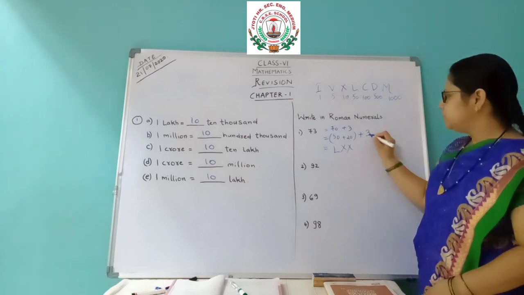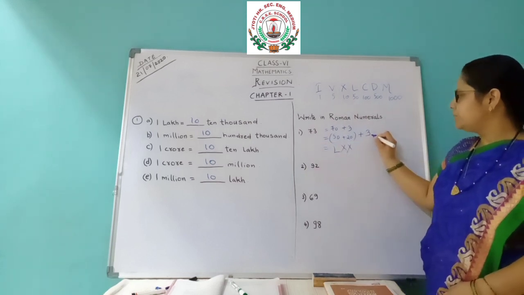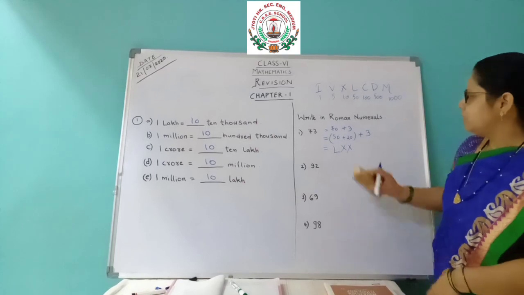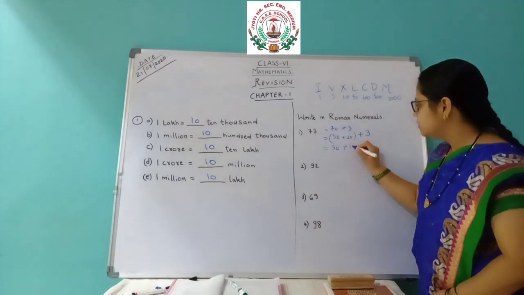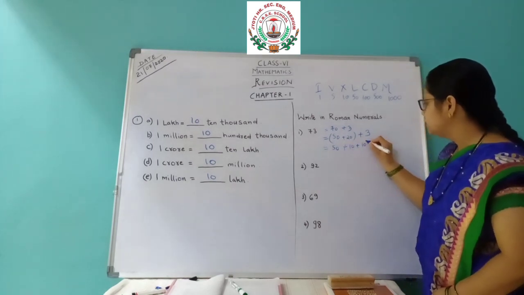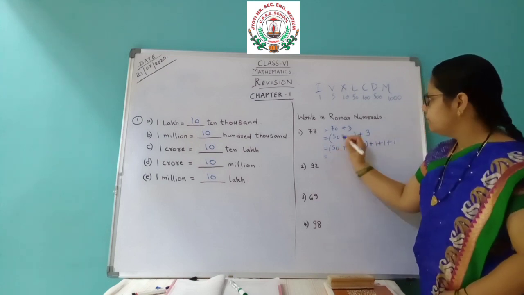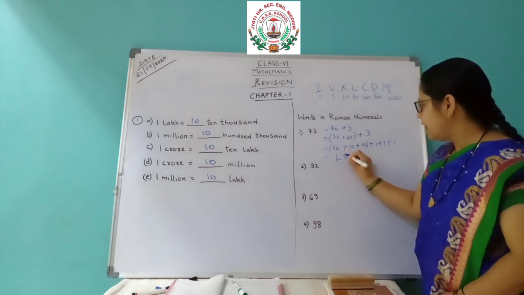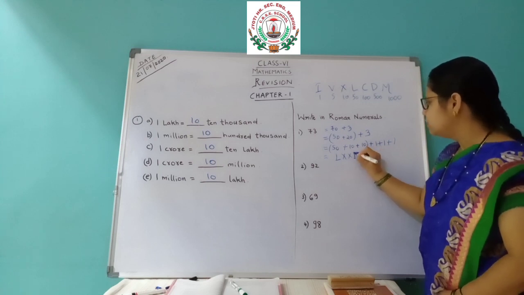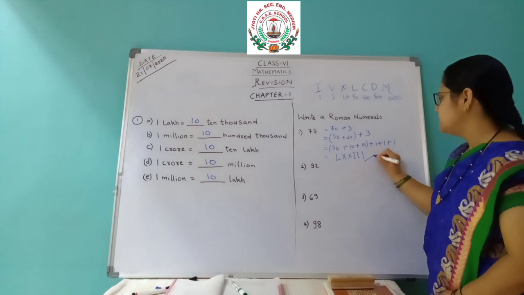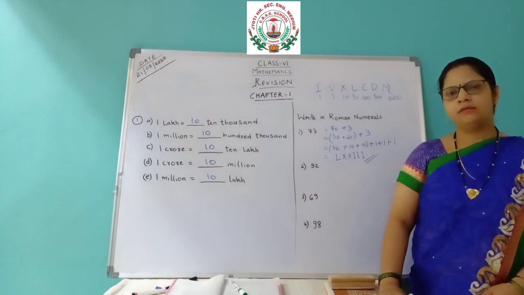And plus 3. 3 again is plus, so we will write it at the back side. 3 means 1 plus 1 plus 1. If you want, you can write it like this: 50 plus 10 plus 10 and plus 1 plus 1 plus 1. 50 means L, X, X and 111 means I, I, I. So this is the answer for 73: L, X, X, I, I, I.